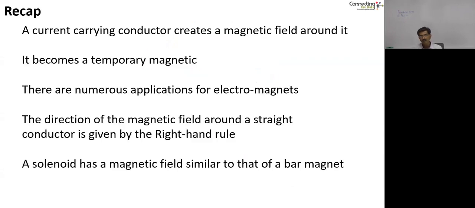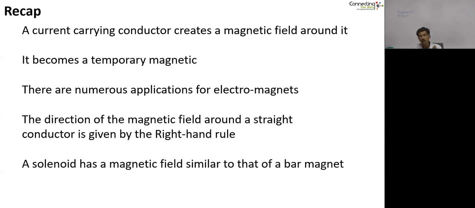In the earlier lecture, we discussed a current carrying conductor creating a magnetic field around it. It is a temporary magnet. It is an electromagnet. We discussed the various properties of an electromagnet, the similarities and differences between a permanent magnet and an electromagnet, some applications of electromagnets. Many of these concepts were illustrated through simple experiments that I showed you.